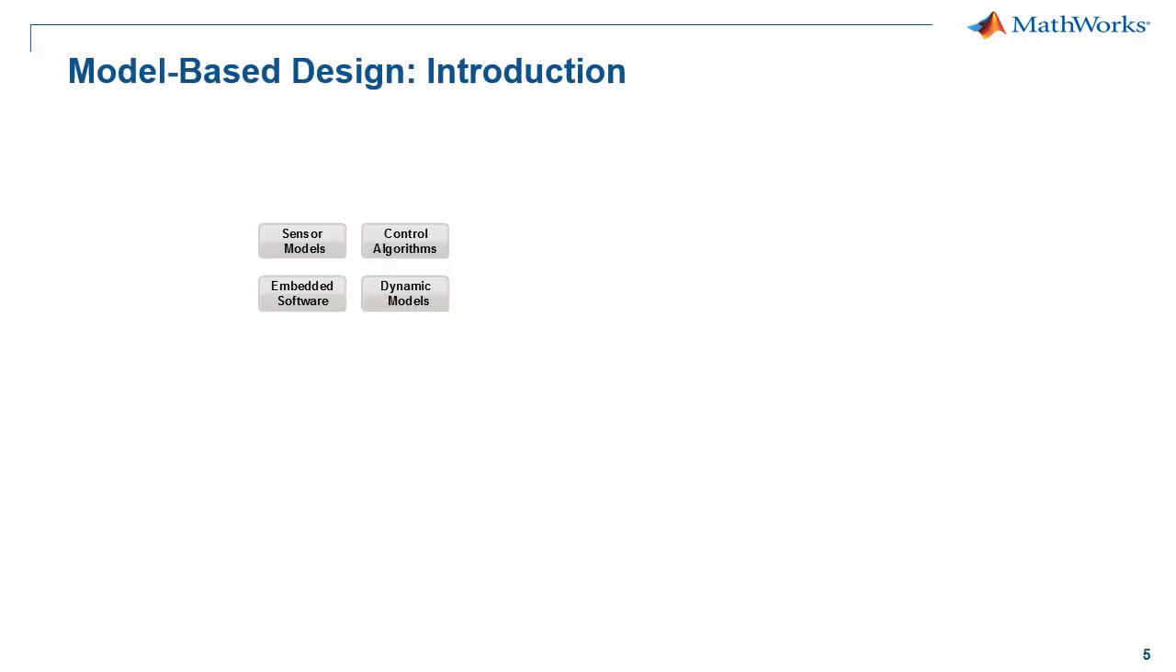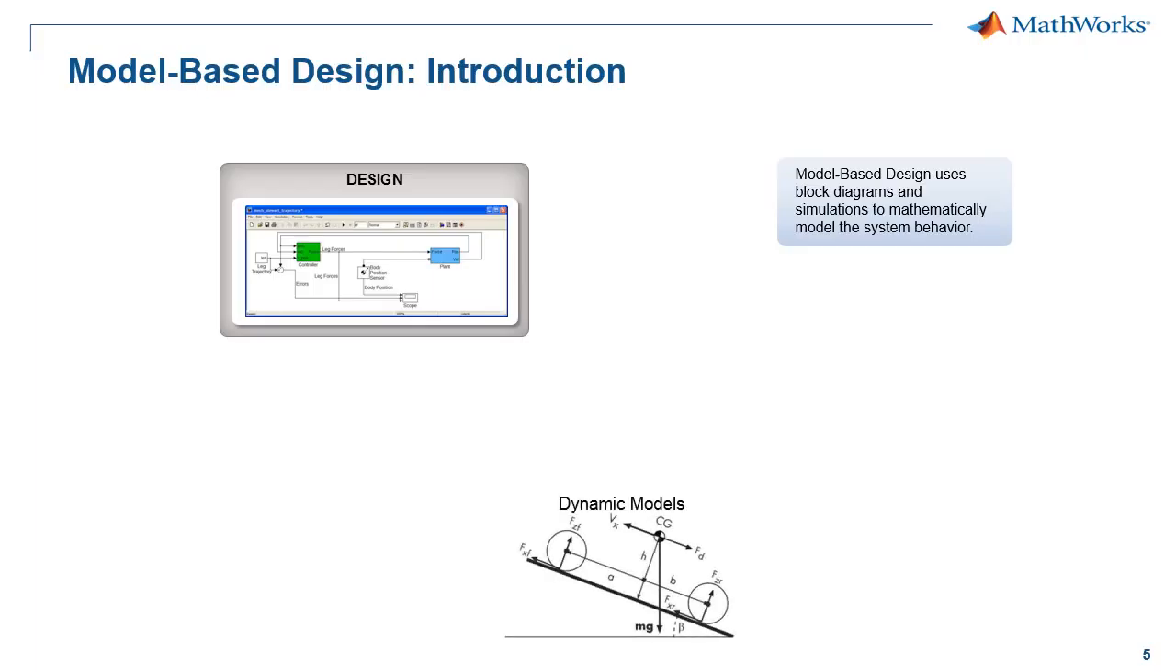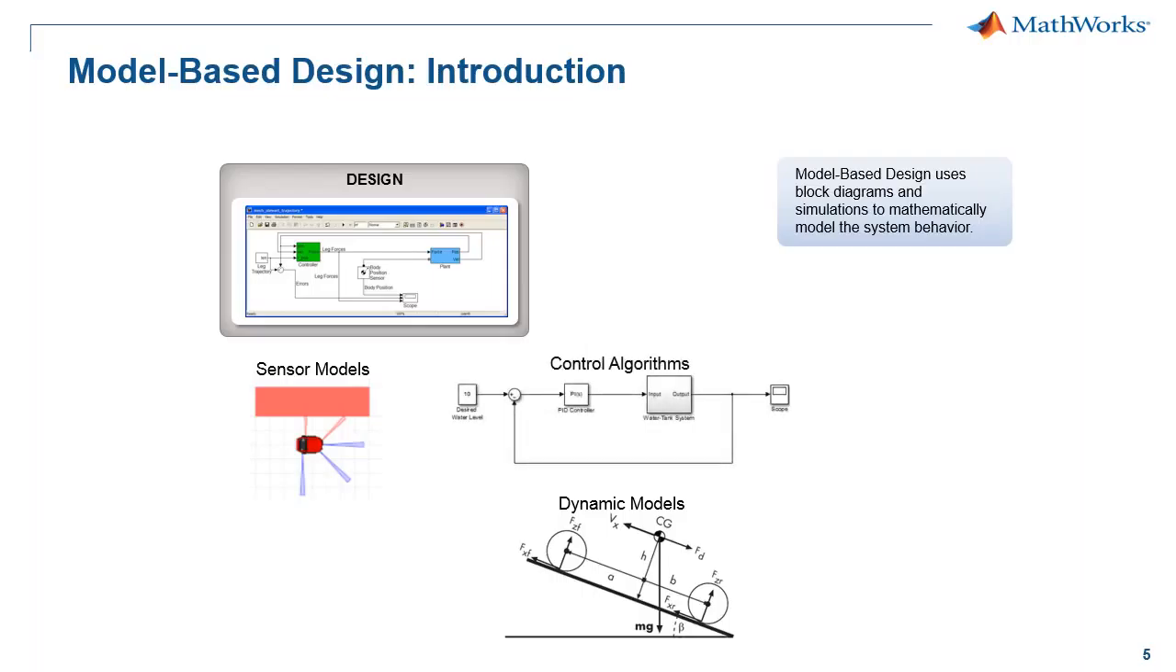So what is model-based design? With model-based design, you combine dynamic models, sensor models, control algorithms, and deployment implementation in a system-level model of your process or machine. So the key to model-based design is that you start with a Simulink block diagram or MATLAB simulation that mathematically models a system behavior. In an unmanned vehicle system, this model would provide dynamic models of the vehicle and its environment, sensor models, controllers, and a path to development.